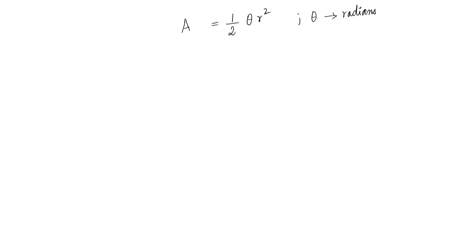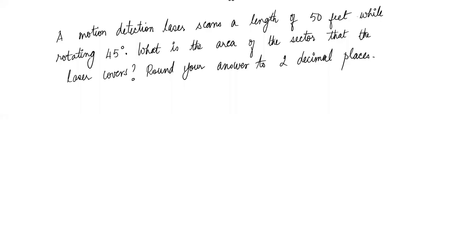So let me write down the question. A motion detection laser scans a length of 50 feet while rotating 45 degrees. What is the area of the sector that the laser covers? And round your answer to 2 decimal places. Okay. This is the area of the sector, so let me highlight that. And you know the area of the sector is half theta r squared. And you know theta is measured in radians.